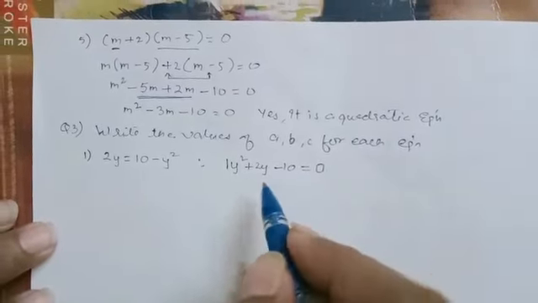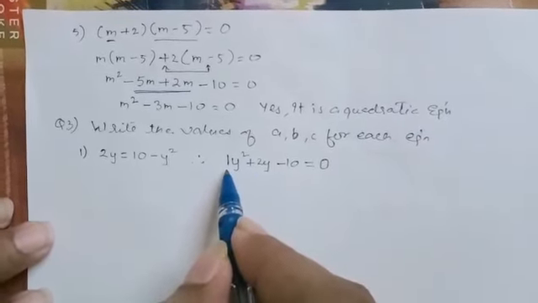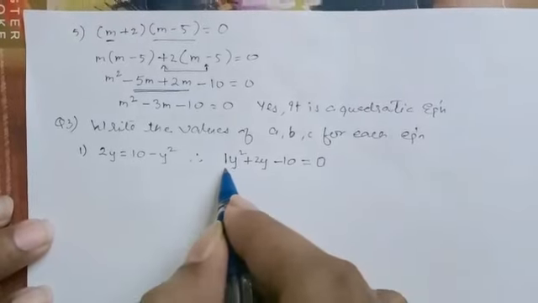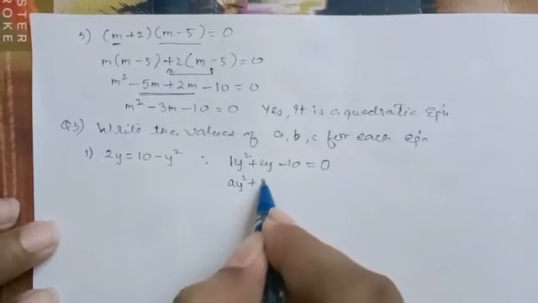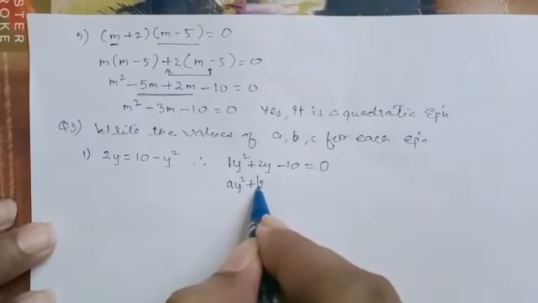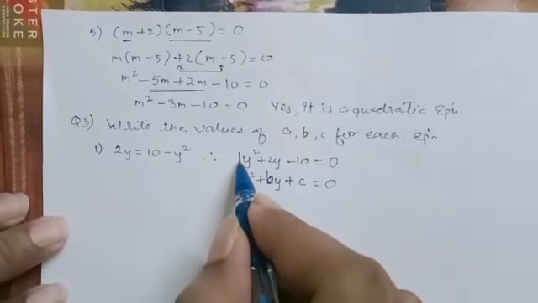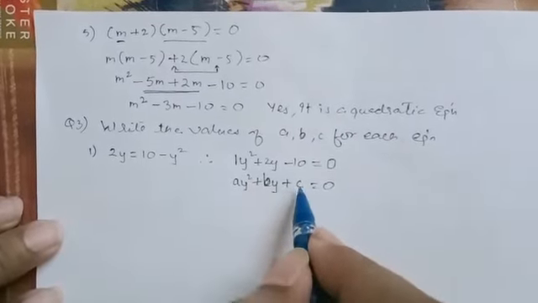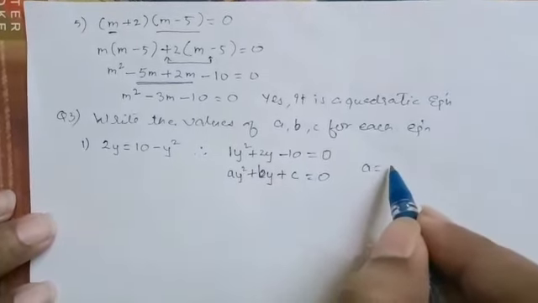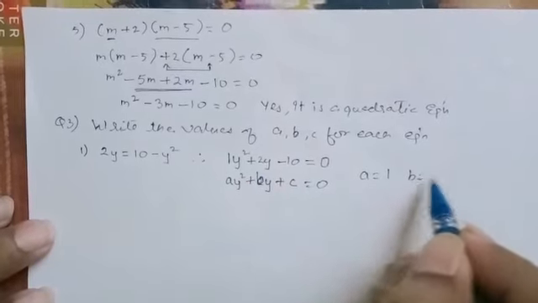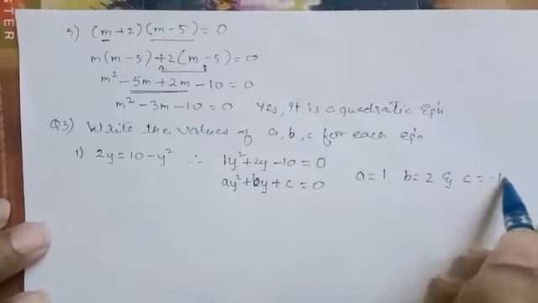So now we say that y square has a coefficient 1, so a is equal to 1. If we compare this with the equation a y square plus b y plus c equals to 0, we get a is equal to 1, b is equal to 2, c is equal to minus 10. So the answer is a is equal to 1, b is equal to 2, and c is equal to minus 10.